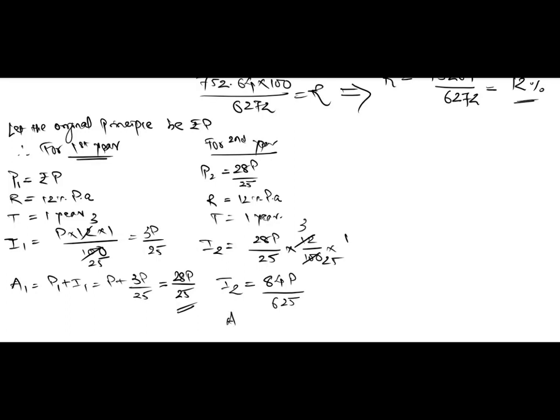So what will be the amount for the second year? Amount for the second year will be P2 plus I2. Big calculation is coming up. 28P upon 25 plus 84P upon 625. Okay, we'll take the LCM over here. So 28P into 25. Just a moment.